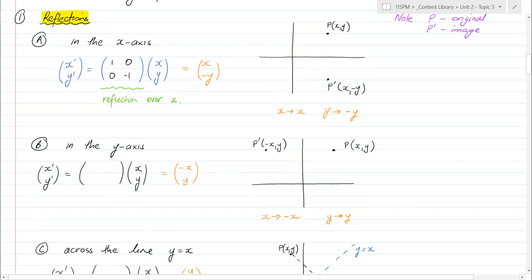Our second one here, part B, reflection in the y-axis. I hope again this is not too hard. So if we're reflecting in the y-axis, we are taking x to negative x and y to y. You can see that on there. Again, it's just negating the x value. And what will the matrix be this time? Negative 1, 0, 0, 1. So there we go, that's pretty easy.